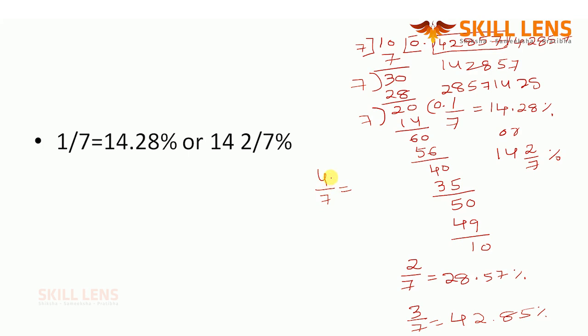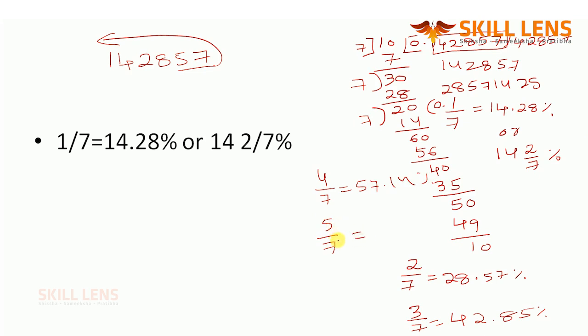If you want 4 by 7, ask yourself a question. Assume this as 40. 7 how many times in 40? 7 fives are 35. So look at this value. Remember this value: 14, 2, 8, 5, 7. 40, how many times 7? 5 times. From here continue, because again the cycle will repeat. Then it's going to be 57.14%.